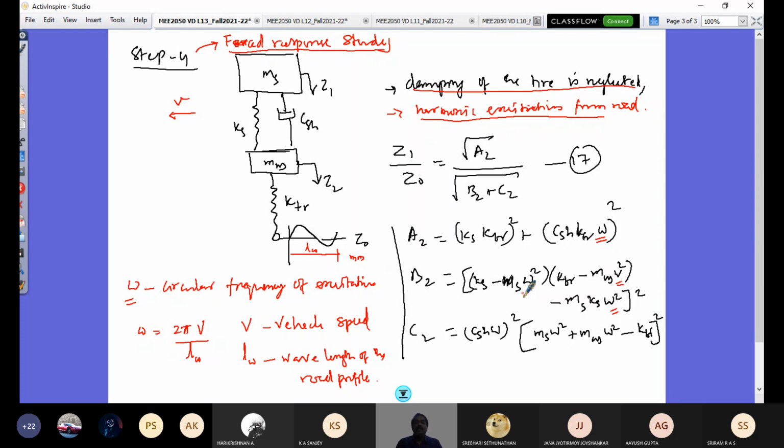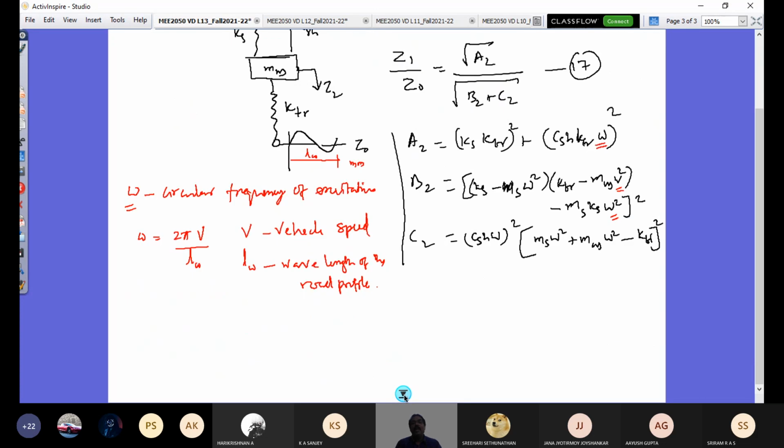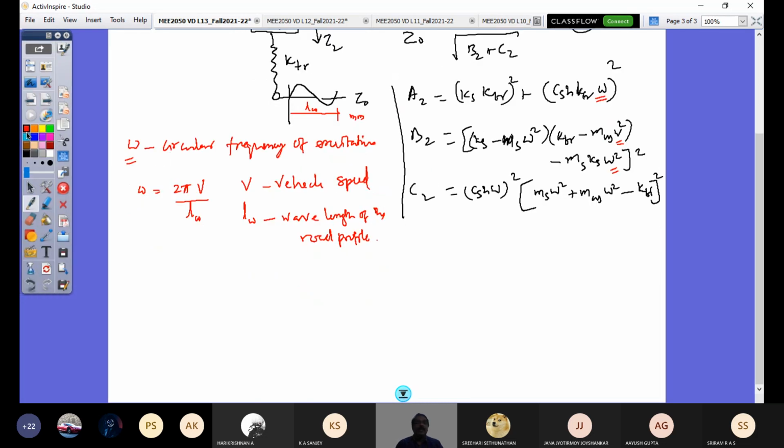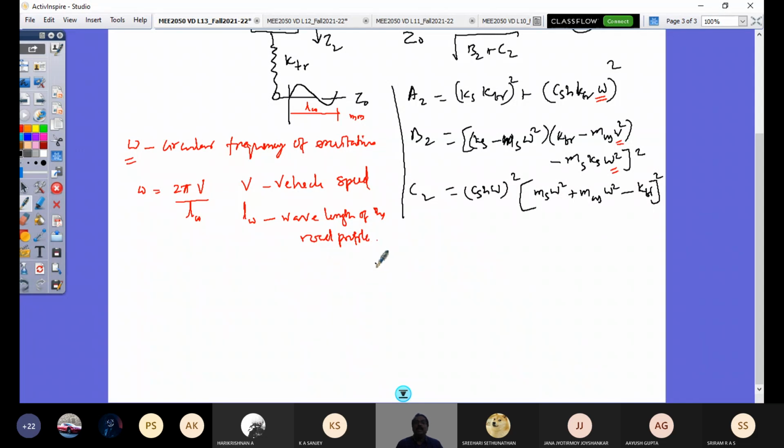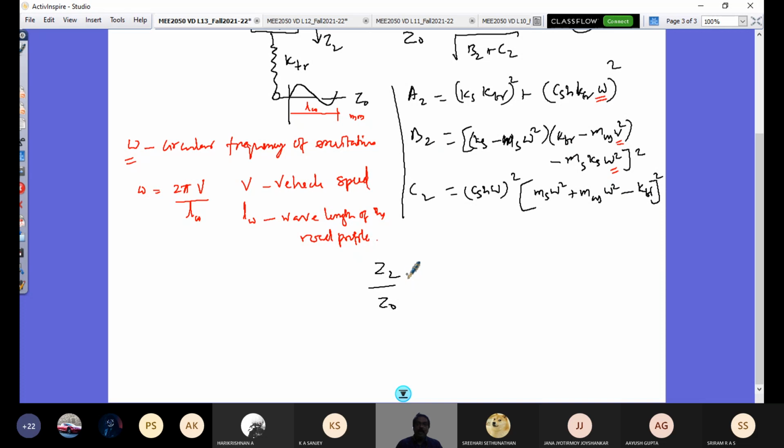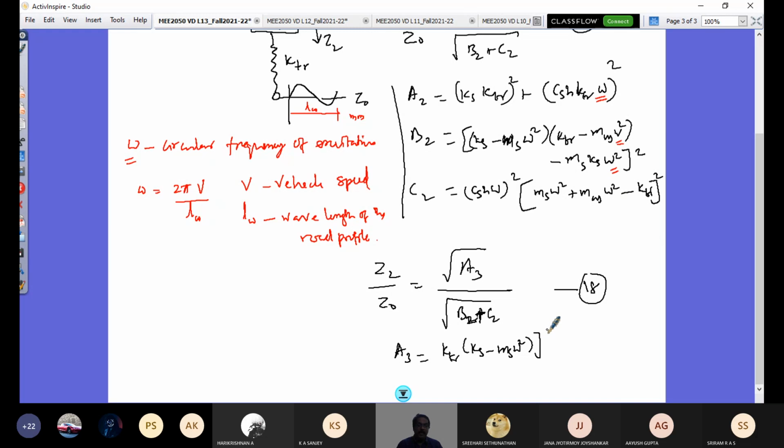This can be further simplified in case I do not consider the damping of my shock absorber also. What would happen? My equation 17 and the other equation, let me write. The other equation is 18. Equation 18 is Z2 by Z0, given by A3 by square root of B2 plus C2, where B2 plus C2 is the same as for equation 17. So this is equation number 18. And you see in this, A3 is given by KTR into Ks minus Ms omega square whole square plus CSH KTR omega whole square.